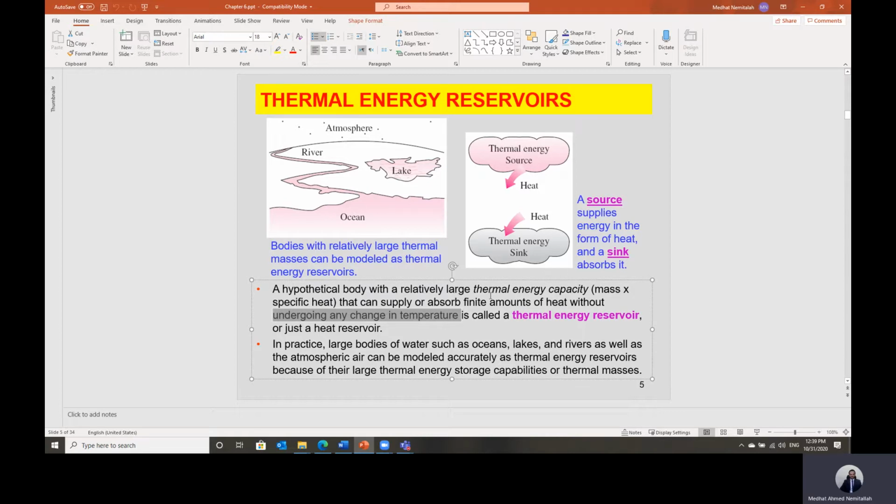It can absorb a finite amount of heat without having a change in temperature. Like this, if we reject some hot water to a lake or ocean, that will not result in a temperature rise of the water inside the lake or the ocean. So we can also consider them thermal energy reservoirs. A thermal energy reservoir can be a source of heat: it can give a certain amount of heat without temperature rise, or it can absorb a certain amount of heat also without a temperature rise.